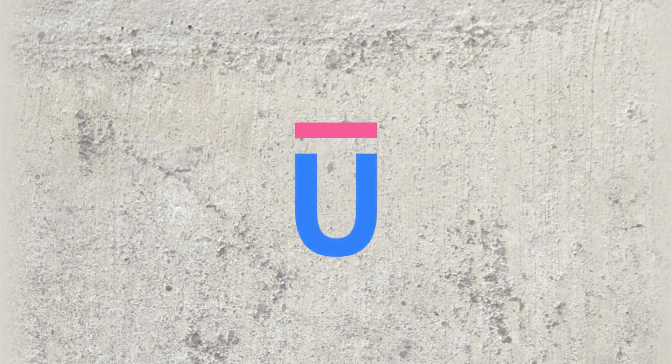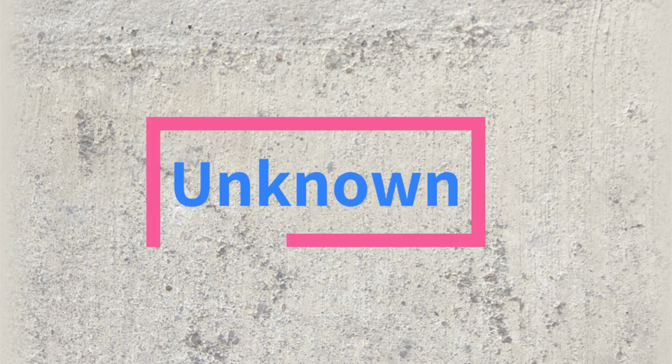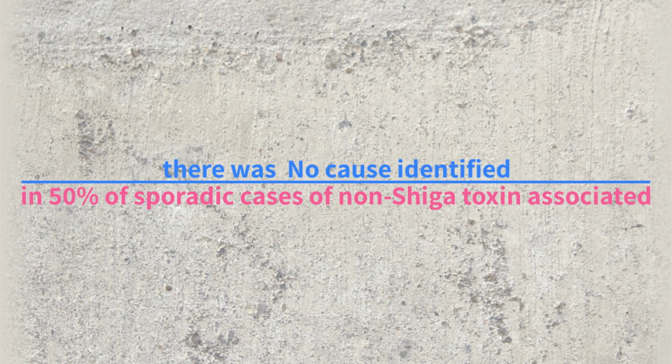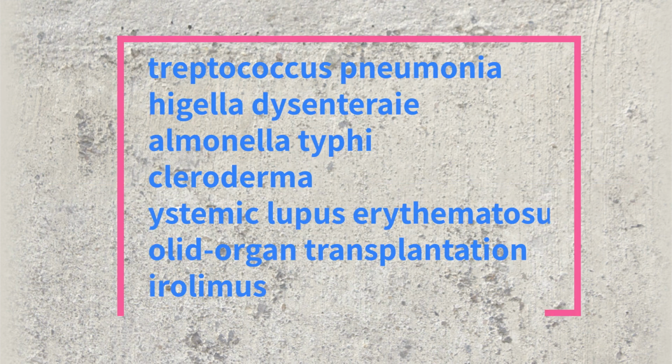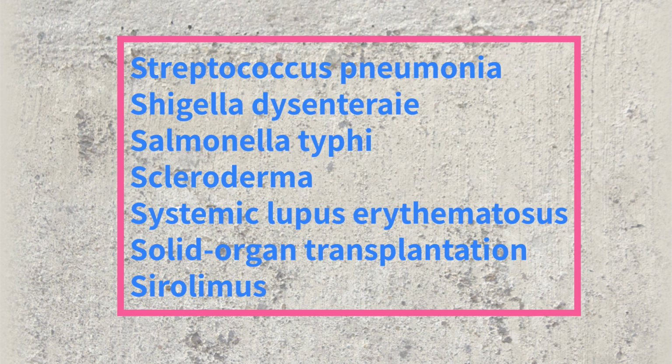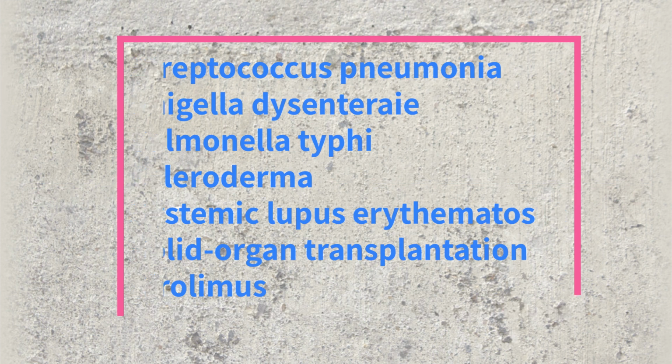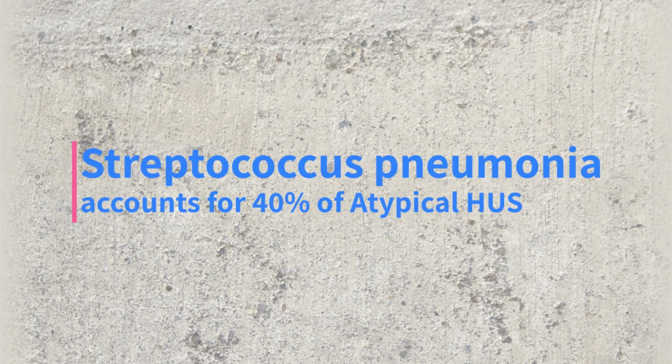U. U for unknown. There was no cause identified in 50% of sporadic cases of non-Shiga toxin-associated illness. S. S4. Streptococcus pneumoniae accounts for 40% of atypical hemolytic uremic syndrome.